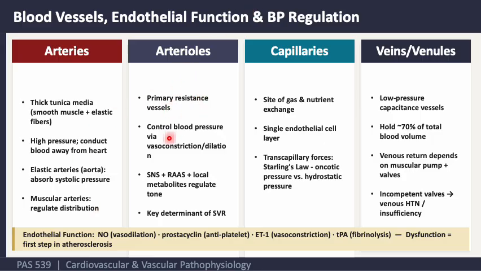With the arterioles, they are the primary resistance vessels. They help to control blood pressure via vasoconstriction and dilatation. They have some local metabolites that regulate tone, and they are a key determinant of systemic vascular resistance, and we'll talk about that a little bit later.